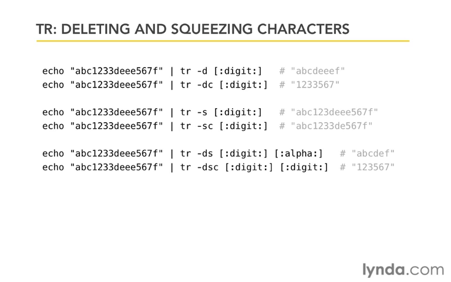So in the first example I have there, it's going to delete all the digits, and then it's going to squeeze all of the letters. And then we come up with A, B, C, D, E, F.